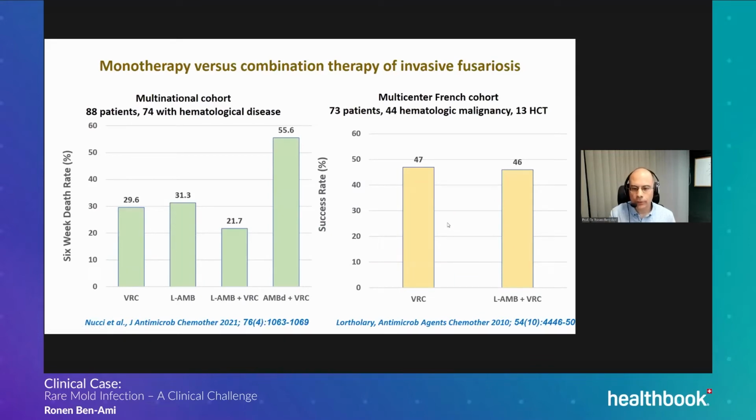Combination therapy is used in many centers, including in our center. It's not really very well supported by the data. As you can see here, there's one multinational cohort that showed a lower mortality using a combination of liposomal ampho-B versus monotherapy with either of those drugs. However, a multi-center French cohort did not show any difference between those treatments.